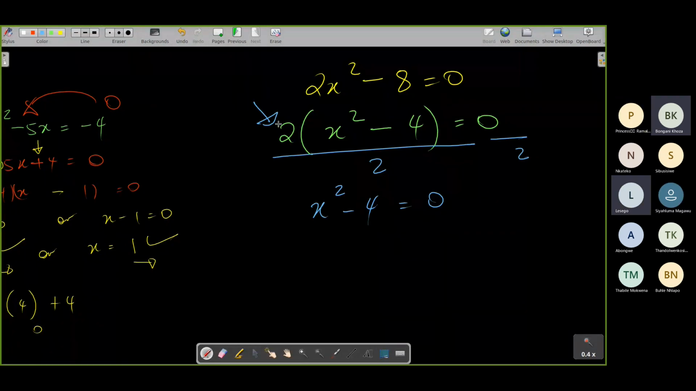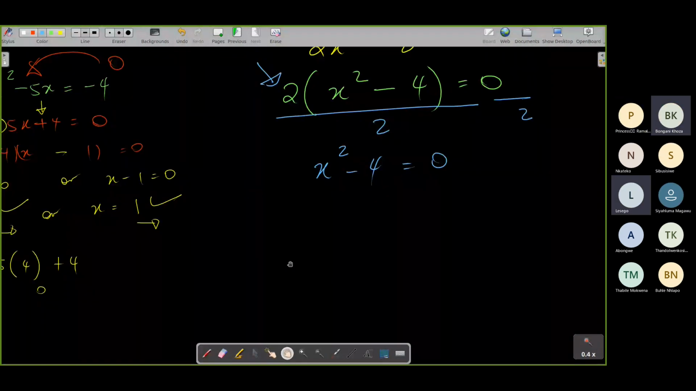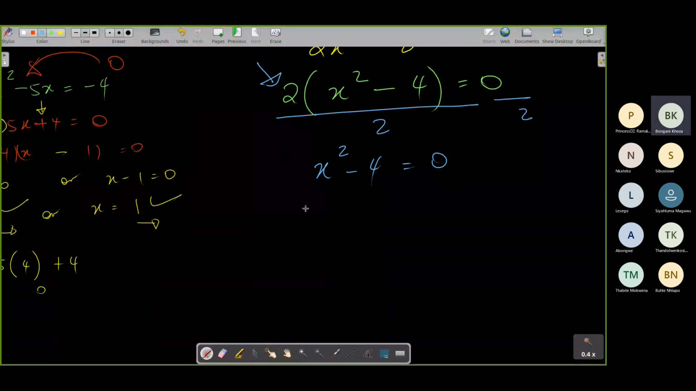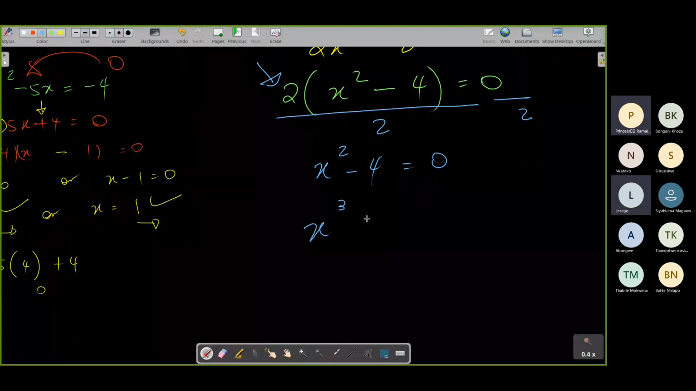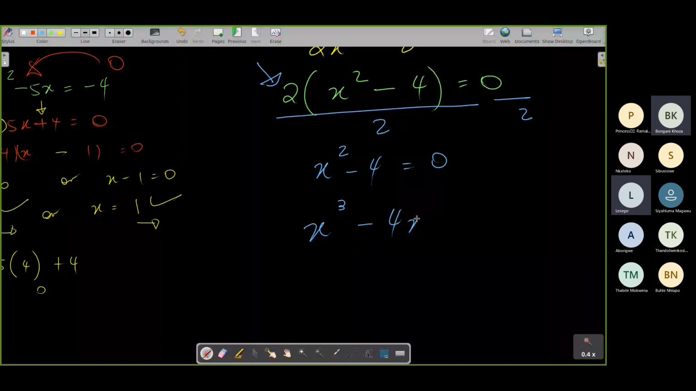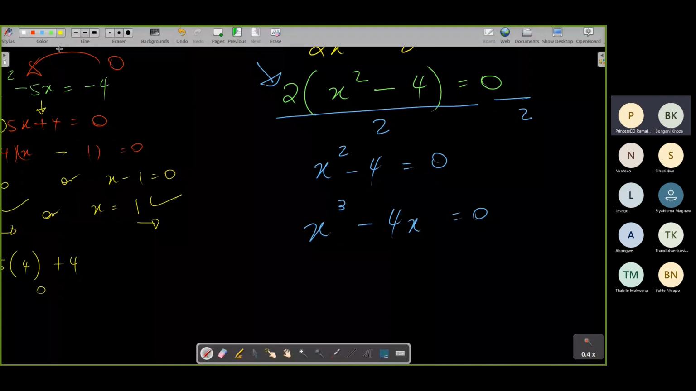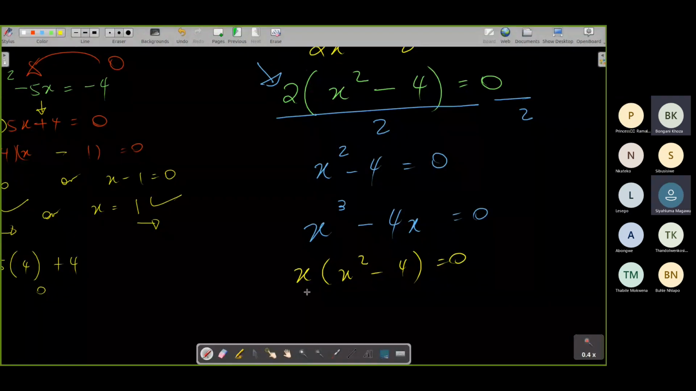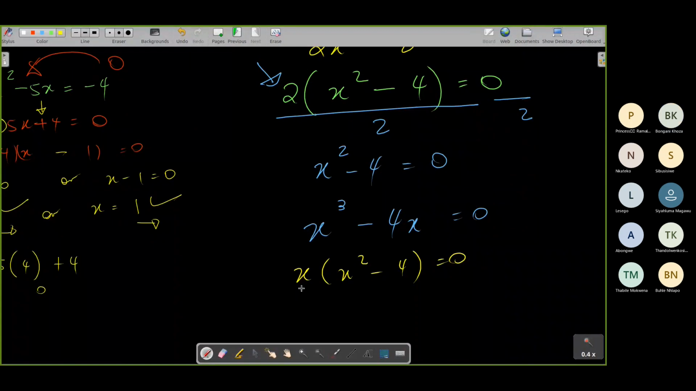If we were given this as x cubed minus 4x equals 0, then what we would do is take out x as the common factor, and you're left with x squared minus 4 equals 0. You don't divide by it, you don't throw away this x. This x is now part of your solution. Are you okay? Yes. All right, we'll come back to this one.